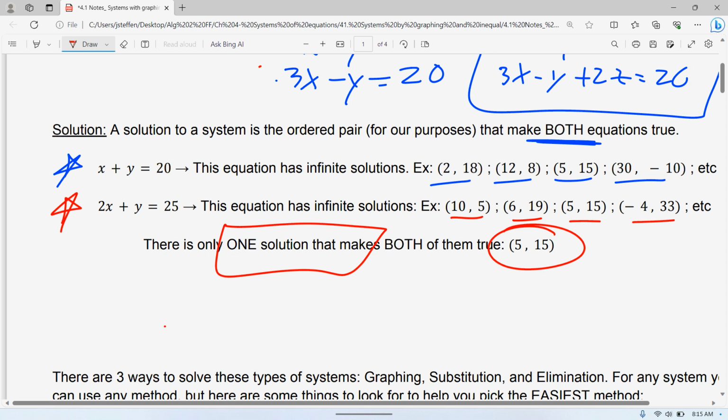But when I'm graphing a line, that line represents every single one of the solutions that makes that equation true. So we'll draw two lines, one for each equation. Wherever they intersect is the one single point that works for both of them. So if you plug it into both equations, they give you 20 for the first one, 25 for the second one. That's what a solution is. That's what we're looking for.